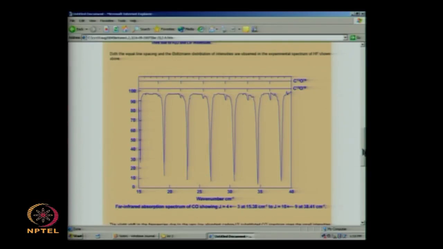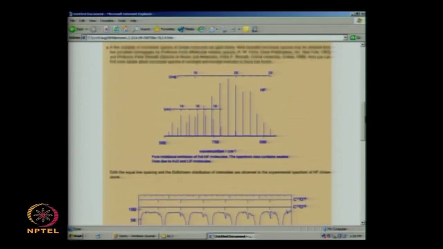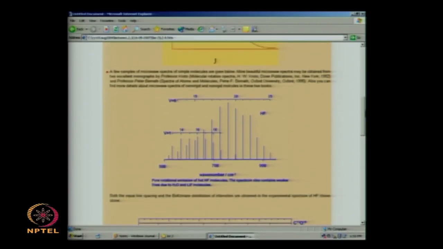Now, if you look at the other spectrum, here is the rotational spectrum of the hot hydrogen fluoride gas phase molecule. And what you see here is two series of lines, the lines due to water molecule and the lines due to lithium fluoride molecule. So, let us only concern ourselves with the lines corresponding to the hydrogen fluoride molecule, which you can see on this side.